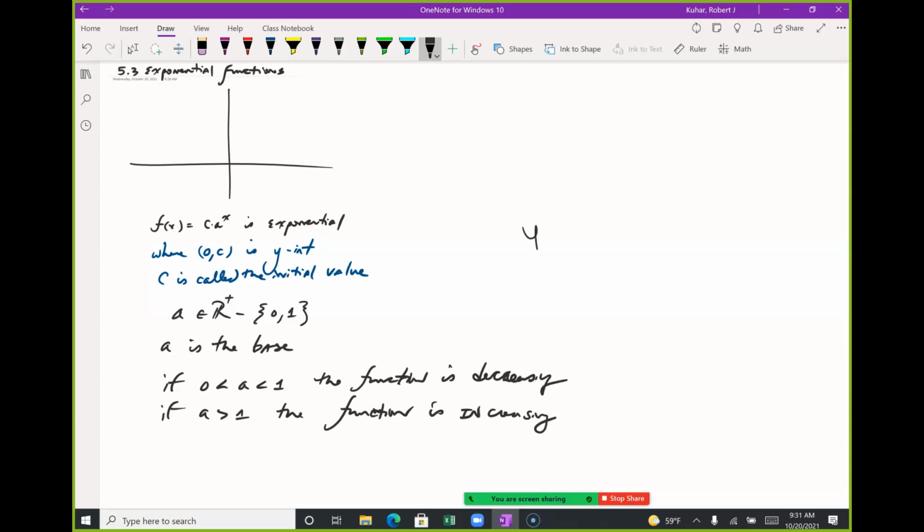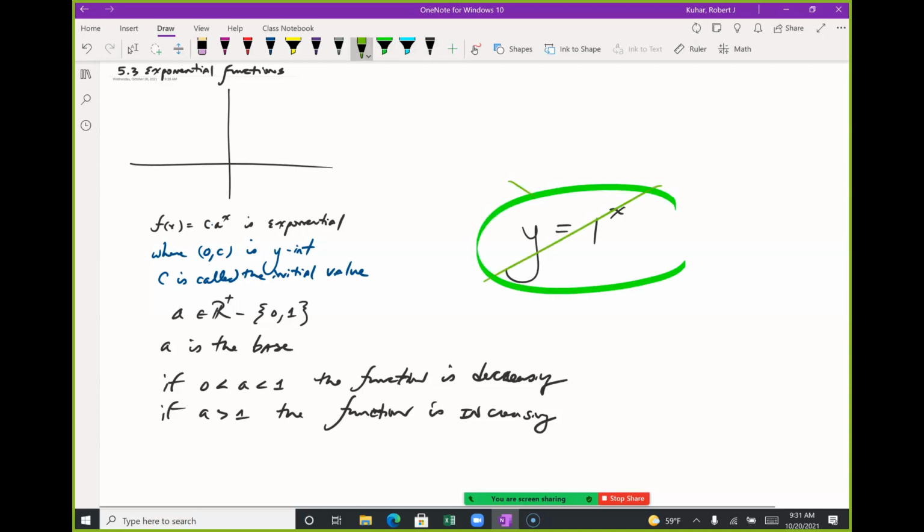So if I just took y equals 1 to the x as my function, 1 to any power is going to be 1. This is a constant. We don't care about it, right? So this is just boring. If I let the base be 0, I don't have a problem, right? 0 to any positive power is not a problem. But 0 to a negative power, like minus 1/2, well, that's 1 over the square root of 0. That's trouble.